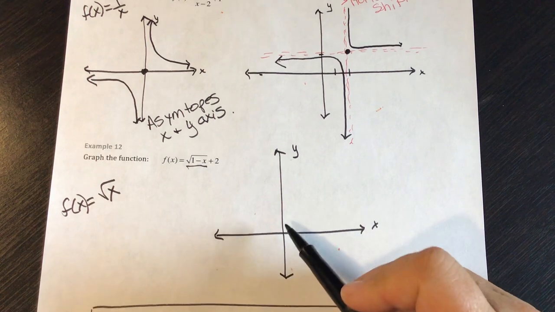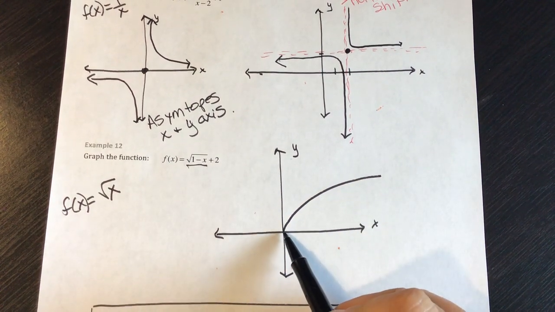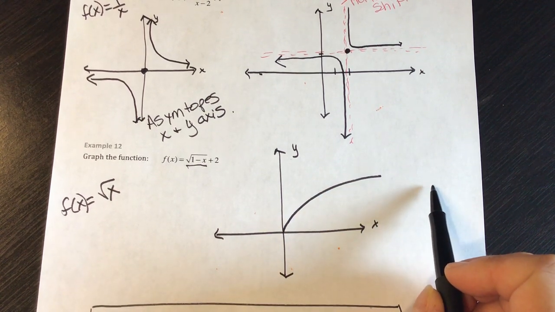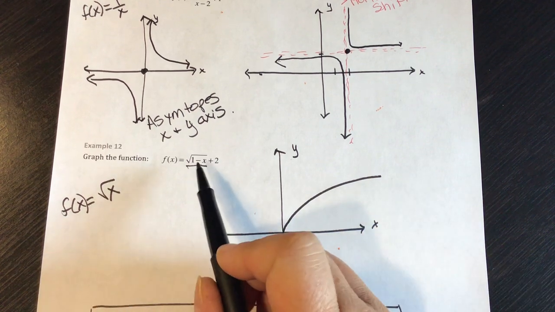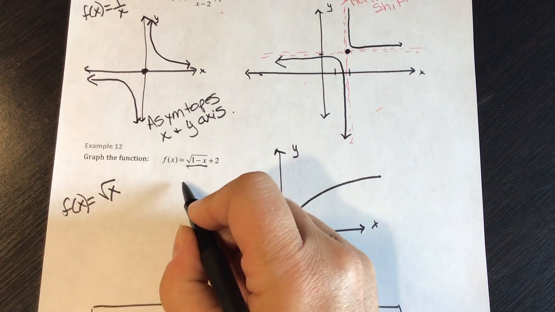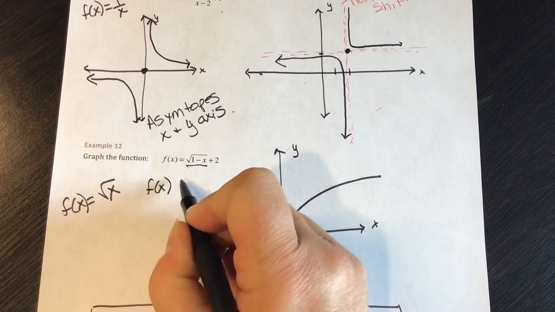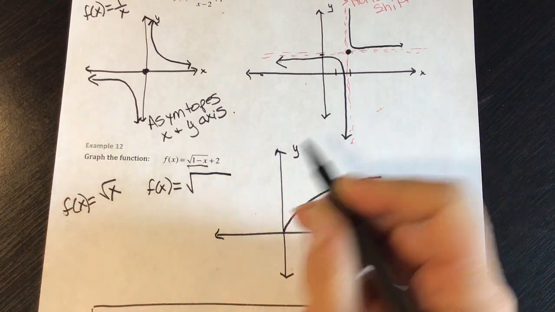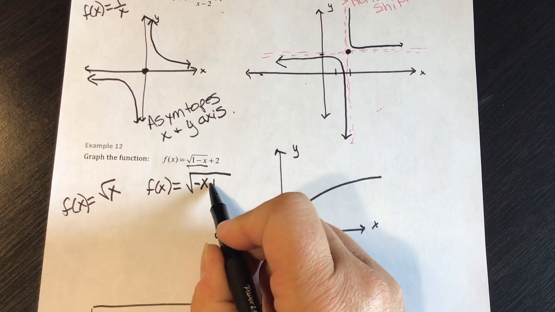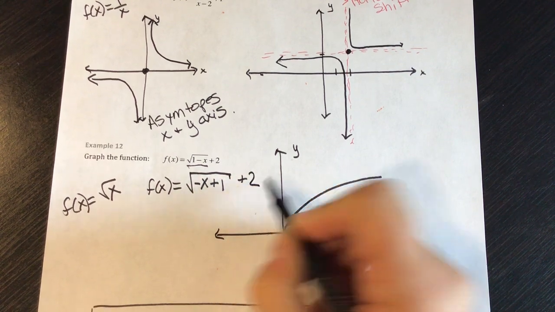All right, the square root function looks like this. Starting point at 0, and it goes up slowly to the right. Inside this square root sign, I'm going to write this another way, so we can see better. I'm going to write the opposite of x first and then a plus 1. And then outside of the square root, we have a plus 2.